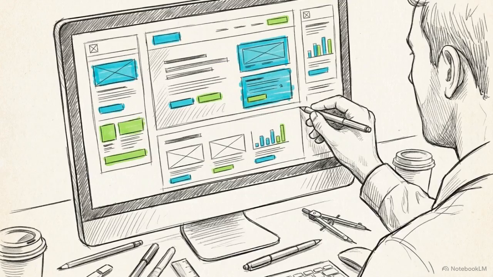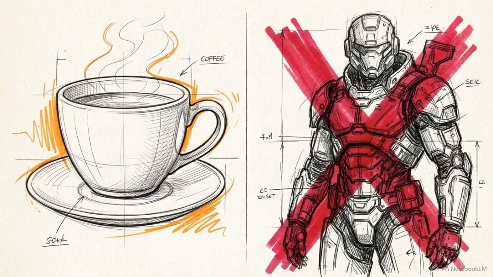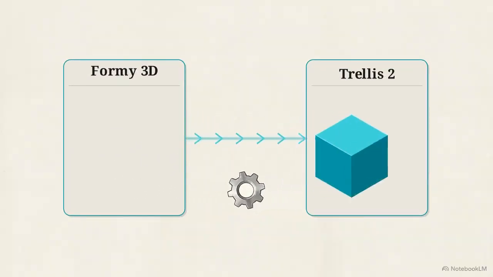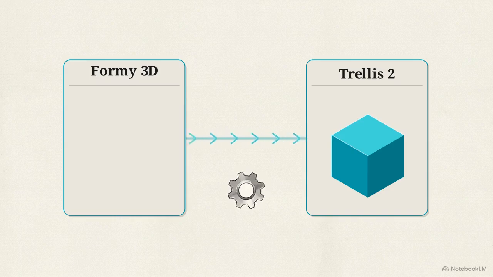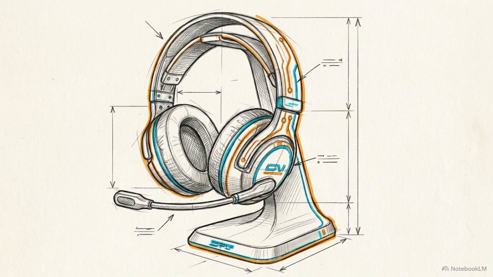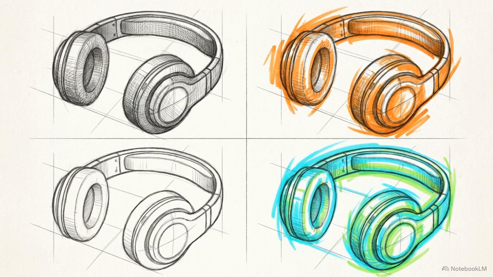Let's start with the web developer or UI designer building a landing page or prototype. You need visual flair, not a playable video game character. Your pipeline starts by generating a base shape in Formy 3D, and then immediately feeding that geometry straight into Trellis 2. Trellis 2 applies physically based rendering to the model. The materials simulate real-world physics, meaning metal accurately reflects light, and matte fabrics absorb it. The output of this pipeline is a high-quality, photorealistic 2D render. You can quickly generate multiple colorways and material variants to see what fits your design.